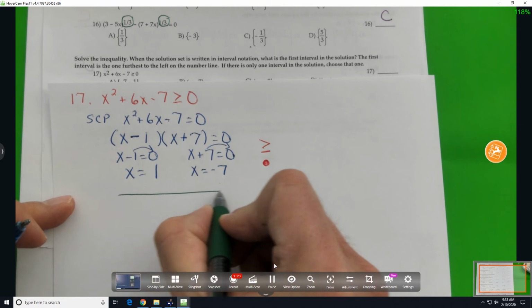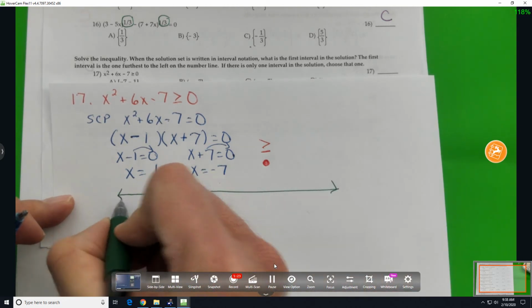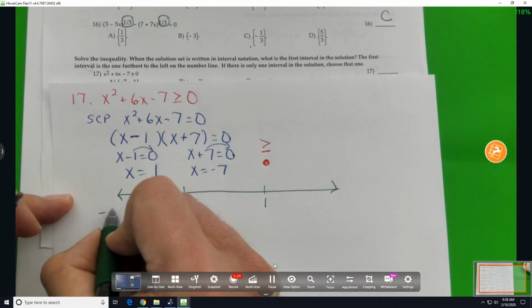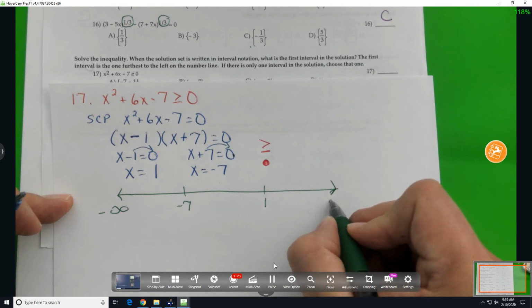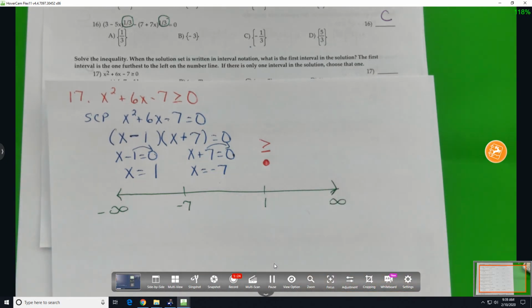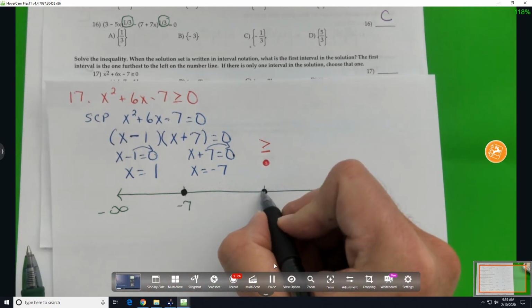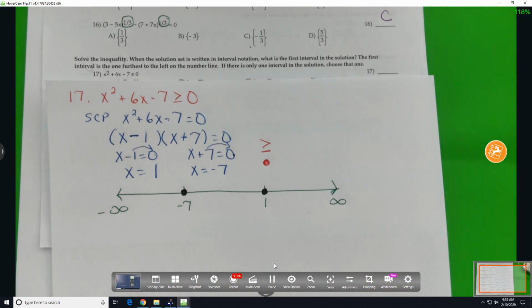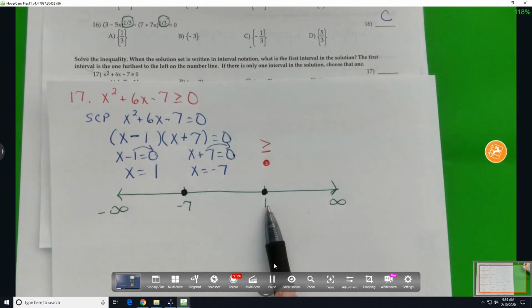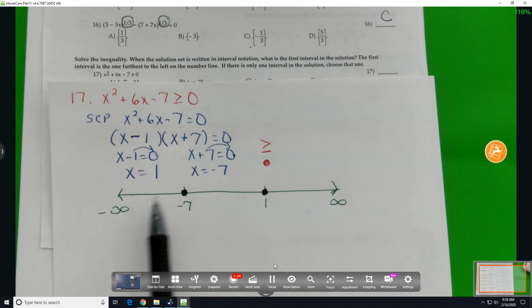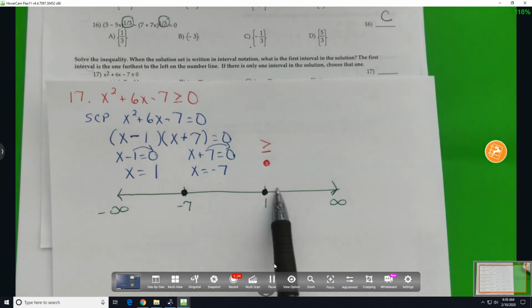So I'll draw my number line. Label negative 7 and positive 1. Make sure you're putting them in numerical order. Closed circles. And you can test any number you want other than negative 7 and 1. If you wanted to test a negative 8, then you're testing this interval over here. If you wanted to use 2, 3, or 4, you're testing this one.